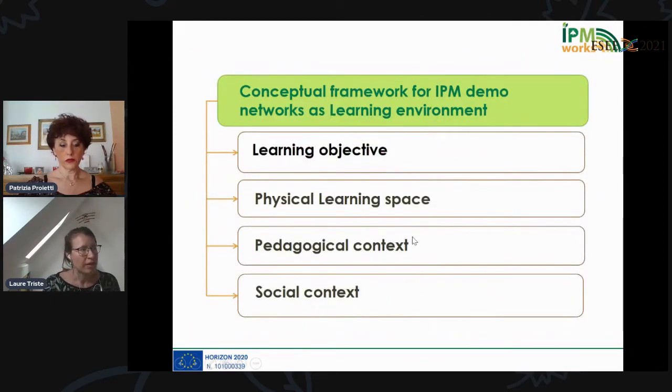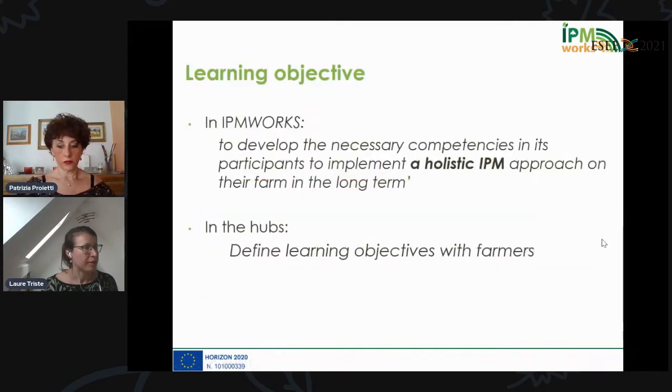So we identified 4 different elements for the framework. First, the learning objective, because this will define how the other 3 elements will have to be shaped or what will be effective. Then the physical learning space, the pedagogical context, and the social context. So I'll go through these 4 elements.